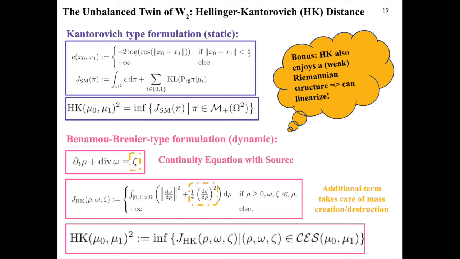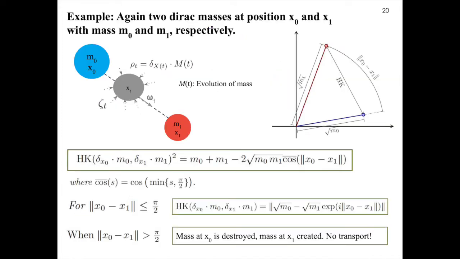What is nice about this HK distance is that just like its balanced twin, it also enjoys a weak Riemannian structure and can be linearized in a similar way as W2. So again, let's work out a simple example and consider the previous Dirac mass case. This time they have different total mass. You can see they have different sizes here. And the HK distance between them after some math is given by this.